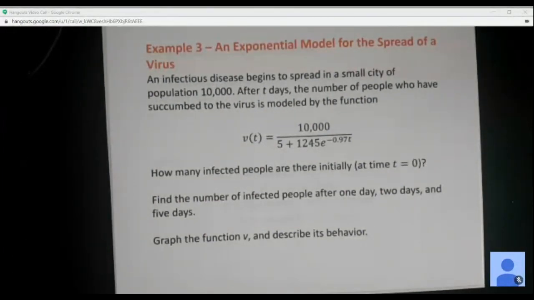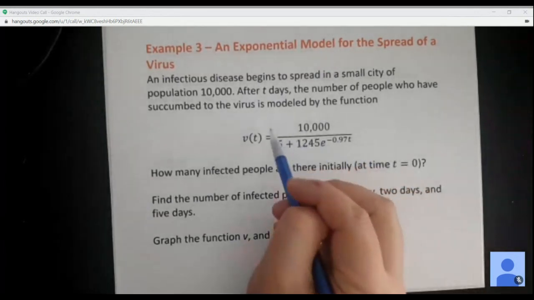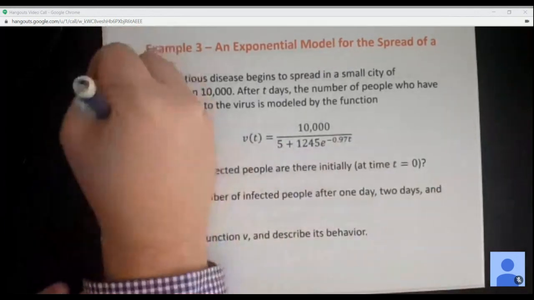First thing we're asked to find is how many infected people there are initially. By initially, they mean when this all started at time t equals 0, how many people were actually infected then? So how are we going to find that? Good. They give us time t equals 0, so we're going to plug in 0 for our t value into this function right up here. I'm going to try to do that work over here.